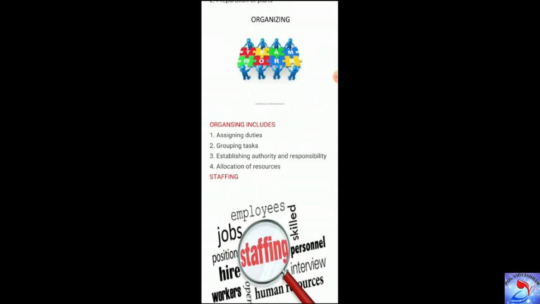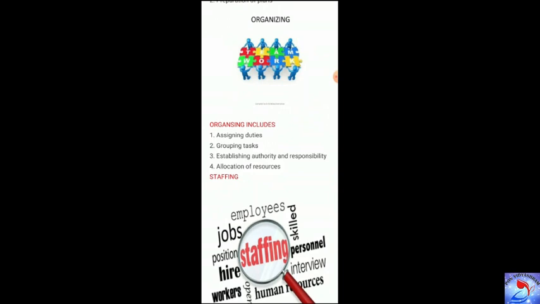What is assigning duties? You have to decide which duty has to be given for which person. So each person will be specialized in doing a particular activity. You have to decide who will do the activities. Second is grouping your tasks. That means you will group the tasks. Who are the people who will come under one head? Who are the people who will come in the other head? So you will assign the duties and you will group the tasks.